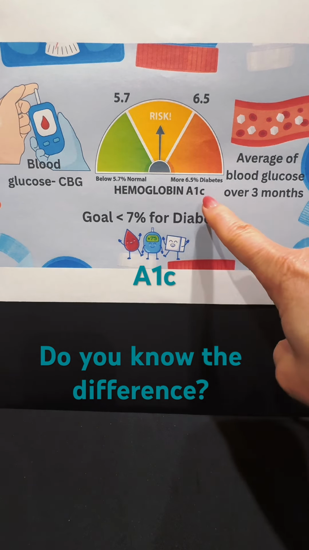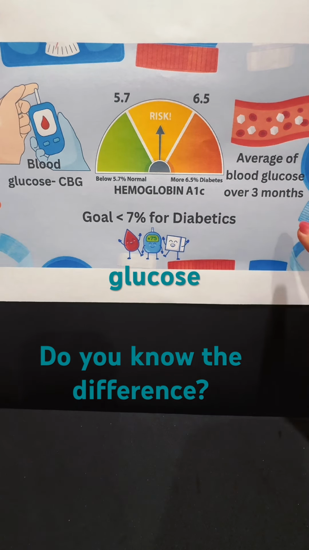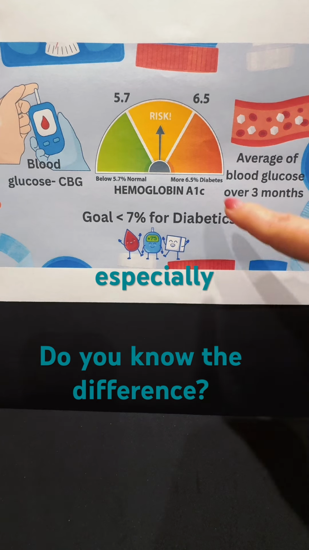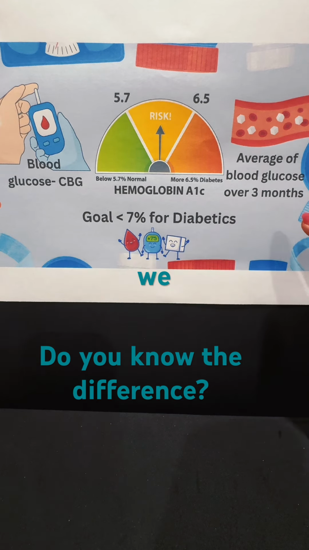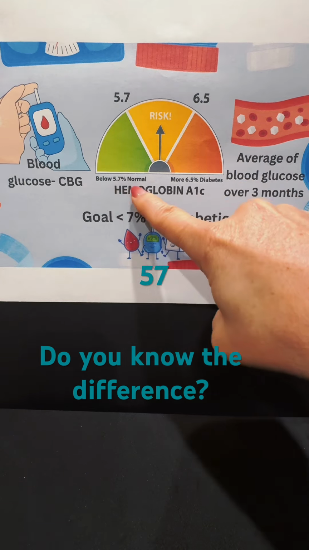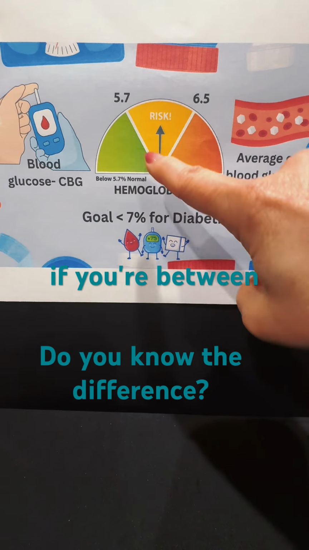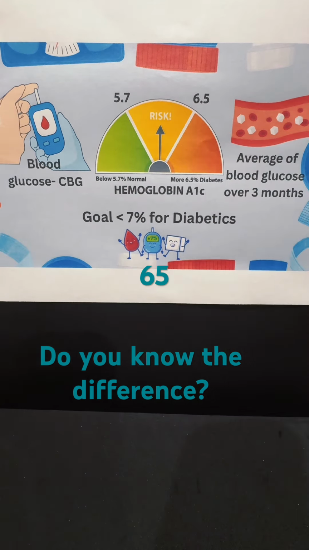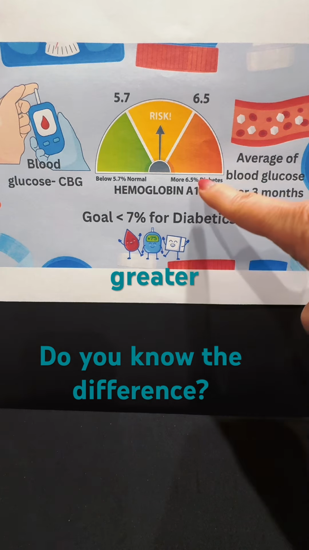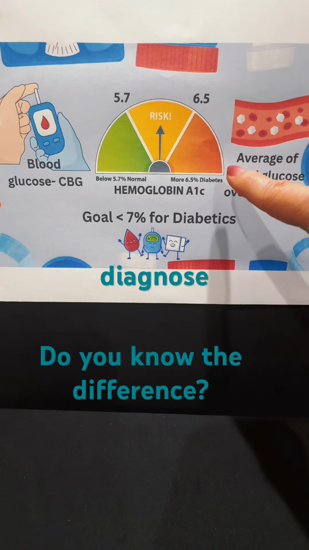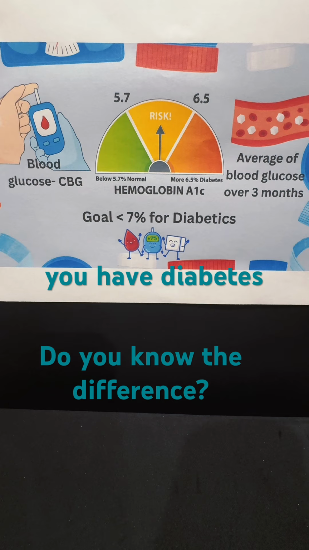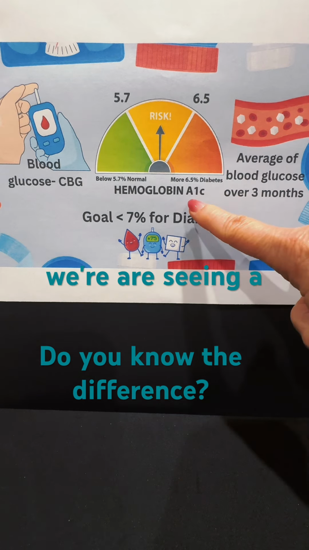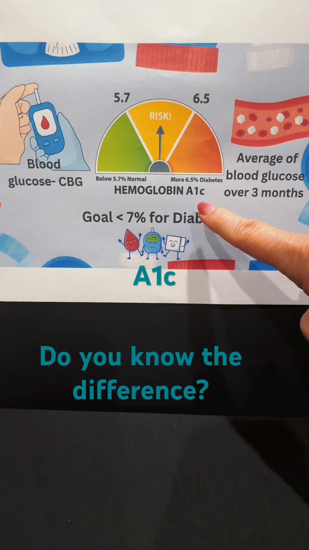With your hemoglobin A1c, this is your average of your blood glucose levels over the past 3 months. So this number is super important, especially when we're trying to diagnose diabetes. We want to know how well controlled your sugars have been. So if you are below 5.7, that is normal. If you're between 5.7 and 6.5, this is now screened as prediabetes. Numbers greater than 6.5 can help diagnose if you have diabetes. So this is a very important number that we're seeing a lot more labs ordered for, a hemoglobin A1c.